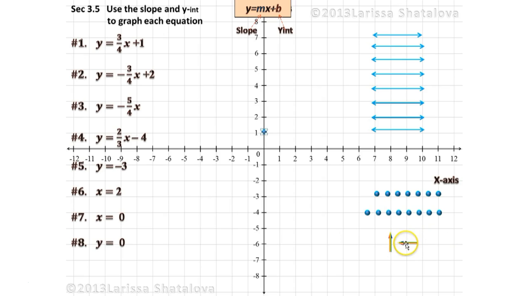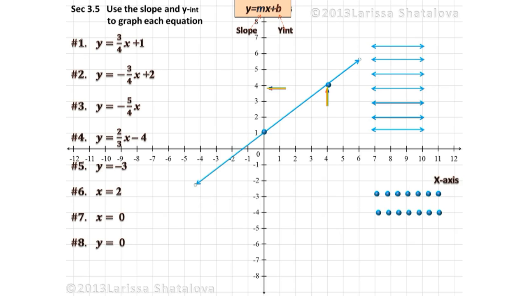Let's use positive over positive. So it will be 1, 2, 3, and 1, 2, 3, 4. Here is location for the second point. And now we can graph. Here is our line. We can extend in both directions and correct slightly. Okay, done.